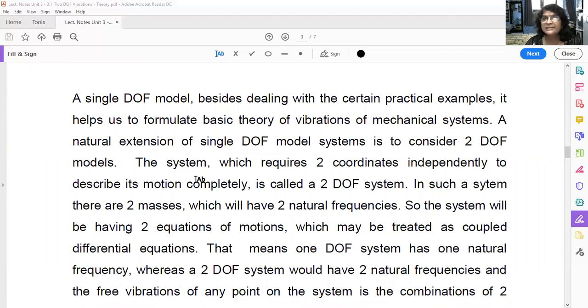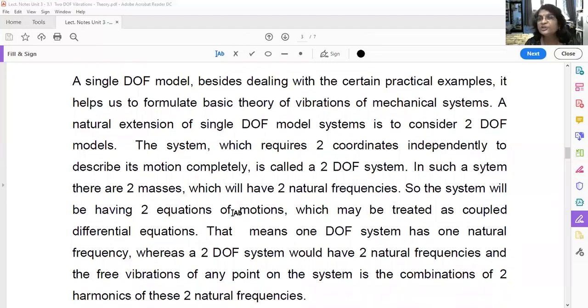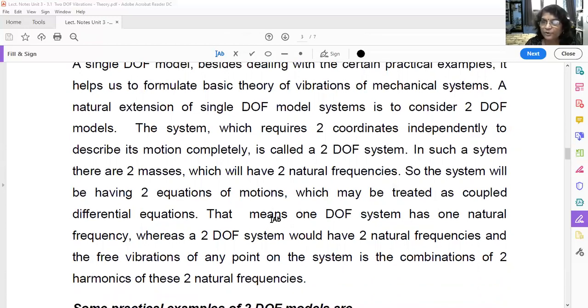Now the system which requires 2 coordinates independently to describe the complete motion of the system is known as a 2D wave system. So in such a 2D wave system, usually there are 2 masses or 2 rotors. So naturally, as it is a 2D wave system, it is having 2 natural frequencies because there are 2 masses. So the system will be having 2 equations of motion, but which are treated as coupled differential equations. Those are separate differential equations, but there is a certain relation between those two equations.